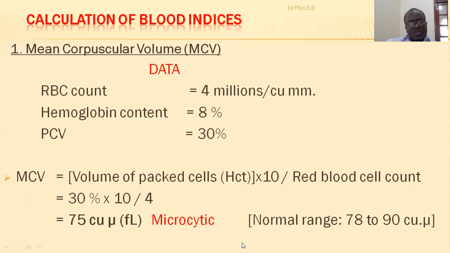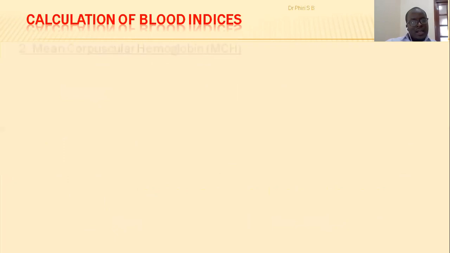So when you compare this to the normal, we say the normal range is 78 to 90 cubic microns or femtoliter. So this is outside the range. So you need to know, is it increased or decreased? Depending on the normal range, you can see here that it's decreased. So because it's decreased, it means that the size is smaller. The average size of each red blood cell is smaller compared to the normal one. So they are microcytic. So this kind of anemia is going towards microcytic, but you still need to calculate the other indices to come up with a definitive diagnosis. So far we know it's microcytic. So we proceed to the next index.